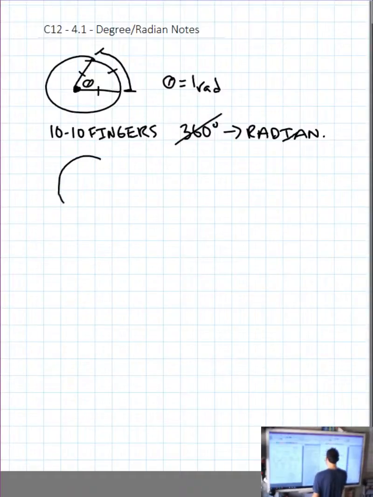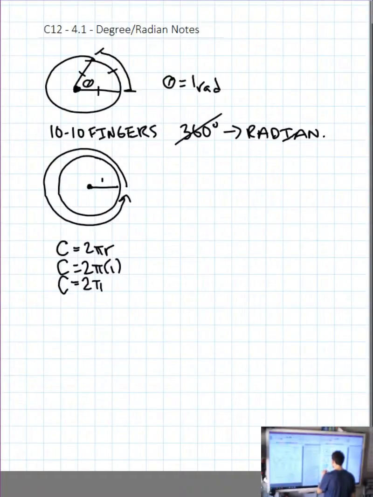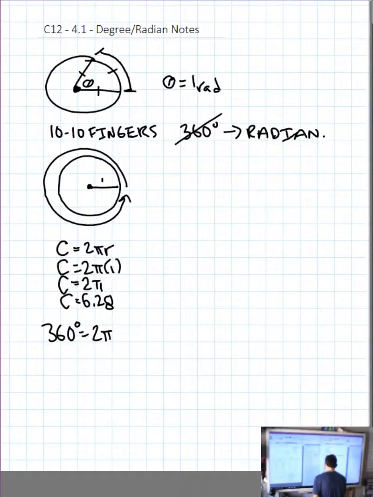So if we take a circle with a radius of 1, I want to find the circumference. I know the formula for circumference, C equals 2 pi r. With a radius of 1, that's 2 pi times 1, which is a circumference of 2 pi, or 6.28. Now that is the length all the way around the circle, and from now on 360 degrees is equal to 2 pi radians. We don't always write the rad for radians. 360 degrees is equal to 2 pi radians.